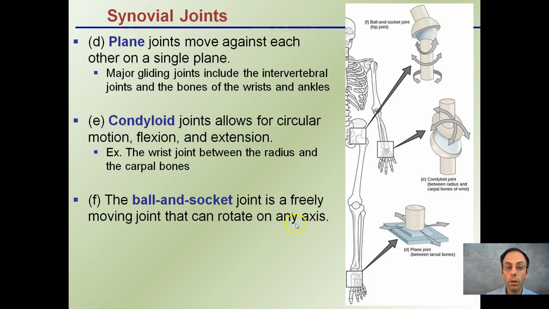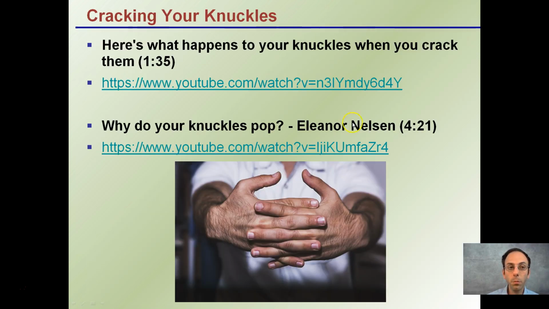And the ball and socket joint is a freely movable joint that can rotate on any axis. An example of that here would be our hip joint, the top portion of our femur articulating with our hip bone. Now, talk about joints, talk about cracking our knuckles. So what causes our knuckles to pop? You can go through and watch some of these videos and help understand a little bit about what's actually going on when we crack our knuckles.